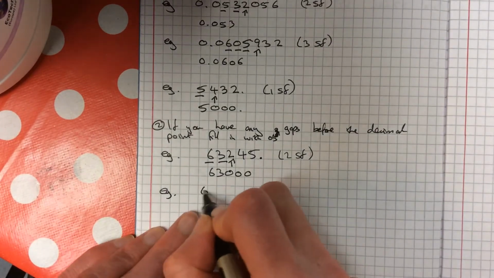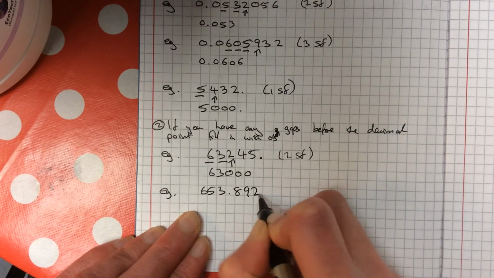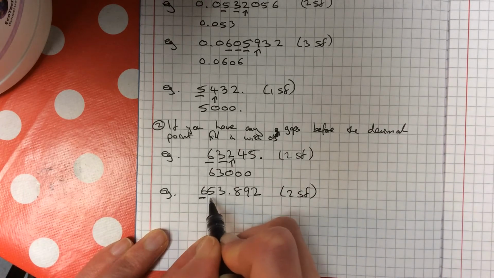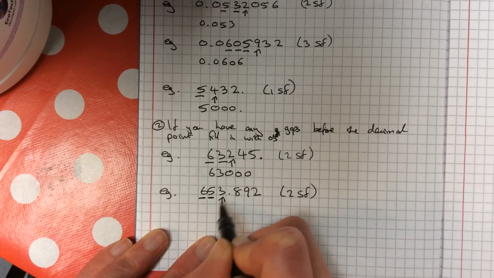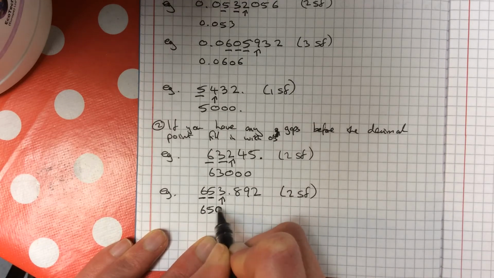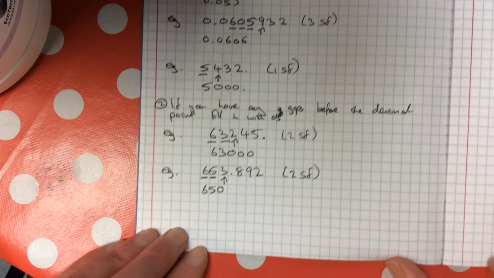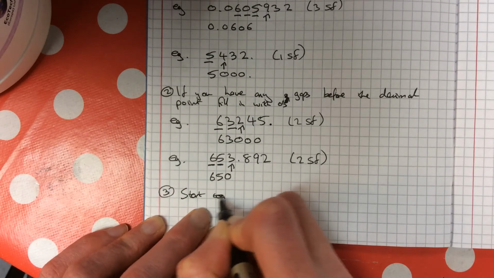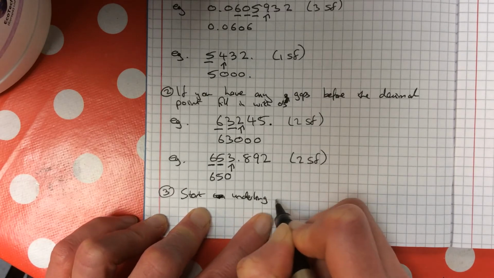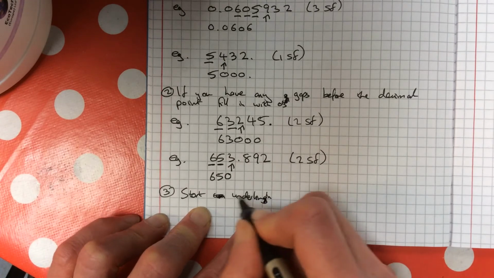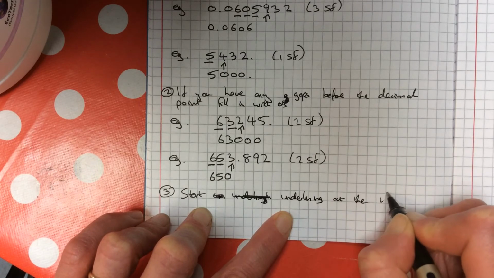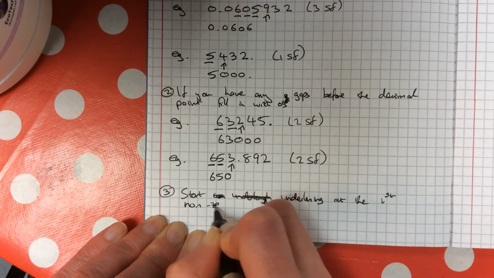Try it again. If I had 653.892 and I want two significant figures. Significant figures start at the beginning. 1, 2. Arrow tells me do nothing. But you see now I've got a gap between my number and the decimal point. You must put a 0 in. So that's bringing me on to my third point. So you start counting or start underlining. Write it out properly. Start underlining at the first non-zero digit.